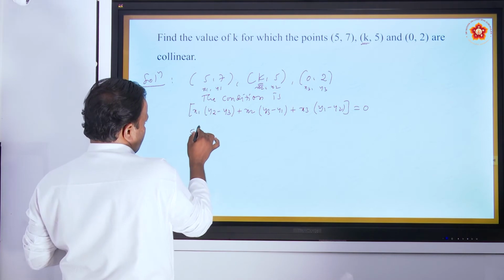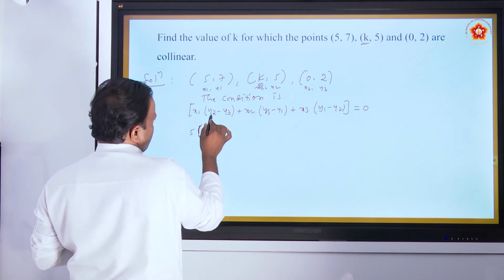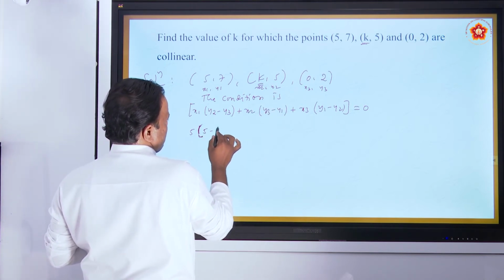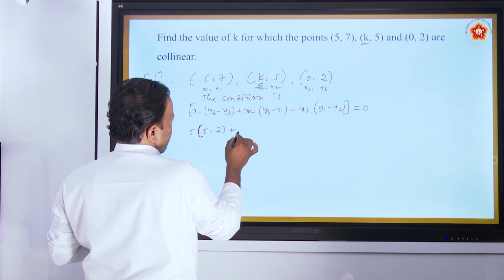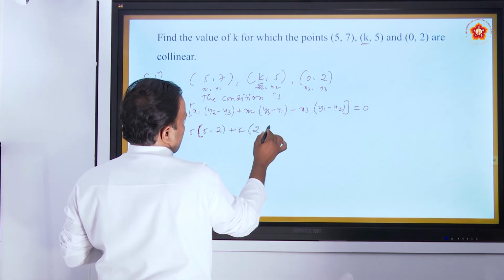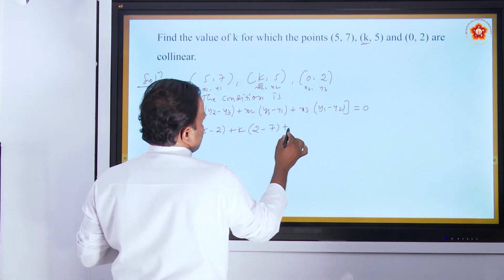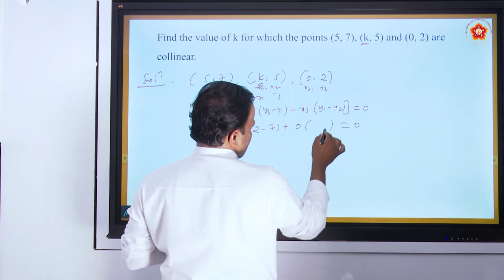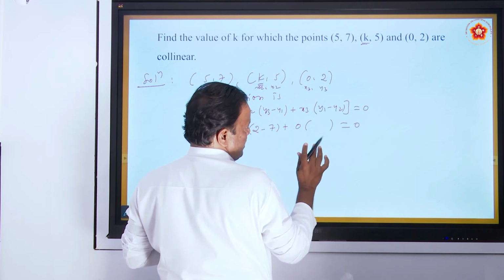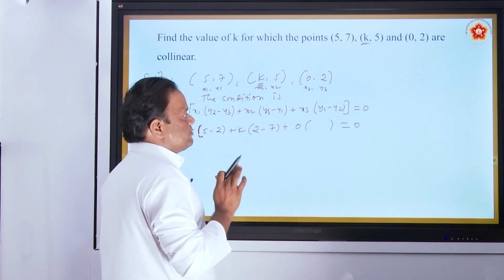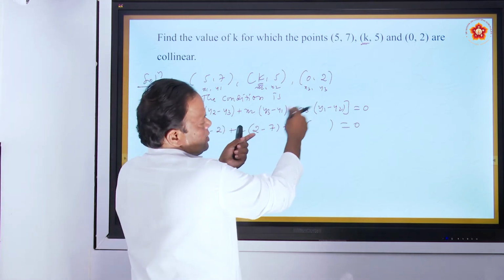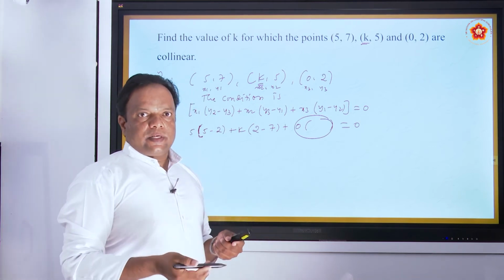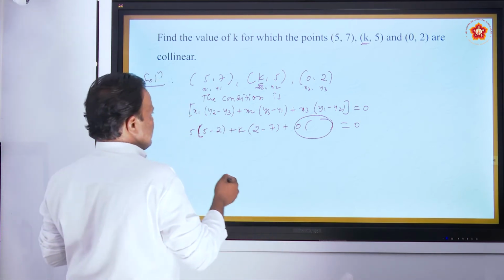What is x1 here? 5, use the simple bracket. y2 is 5 minus y3, which is 2, plus x2, which is k, into (y3 minus y1), 2 minus 7, plus x3 which is 0. 0 into any number is 0, so no need to write anything here. Keep the rest as it is and save the time, because 0 into something is 0, no need to write that expression.